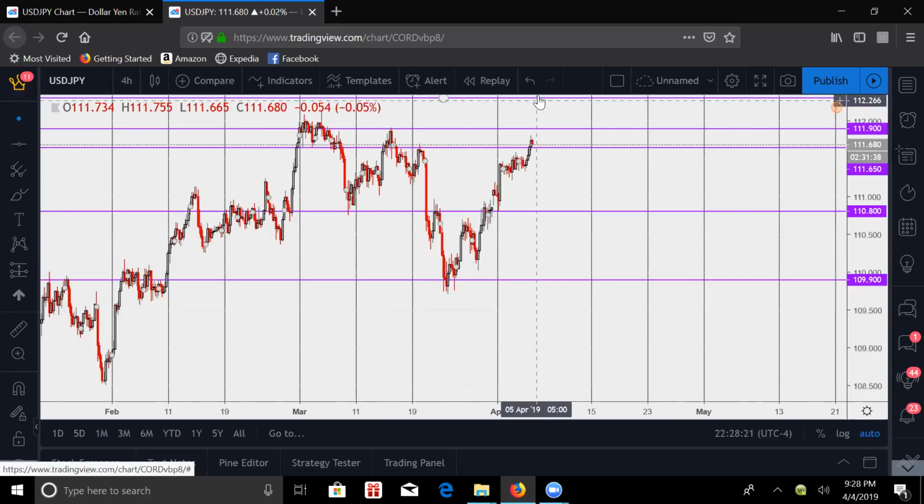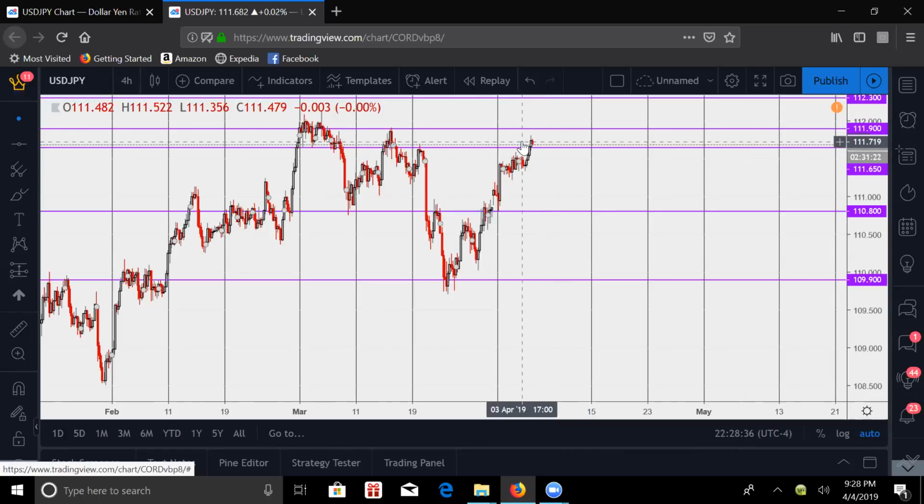So I just added that as an extra because price is near this area already. It's in this area, and obviously we don't know yet if price is going to break through, or if this resistance is going to hold. So that's why I put the 112.3.